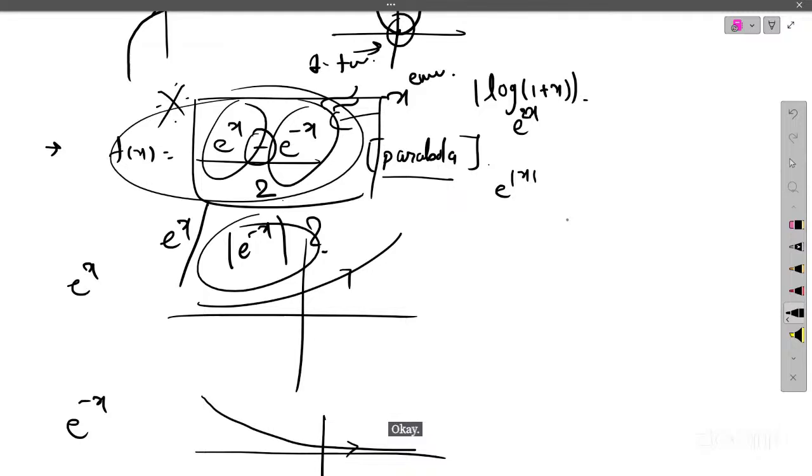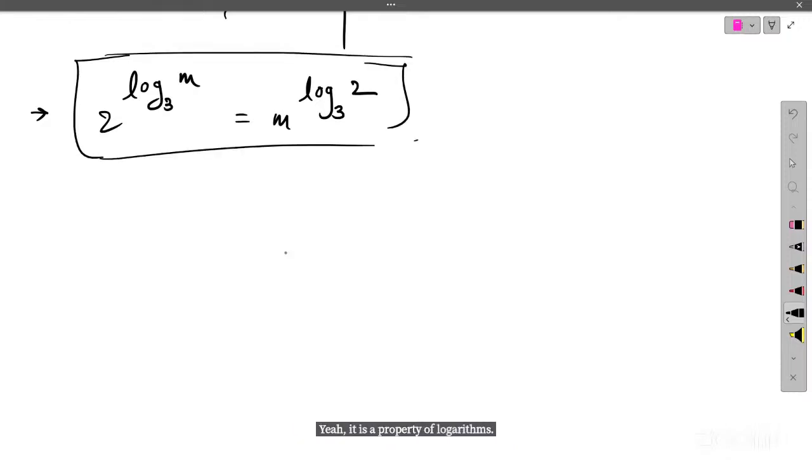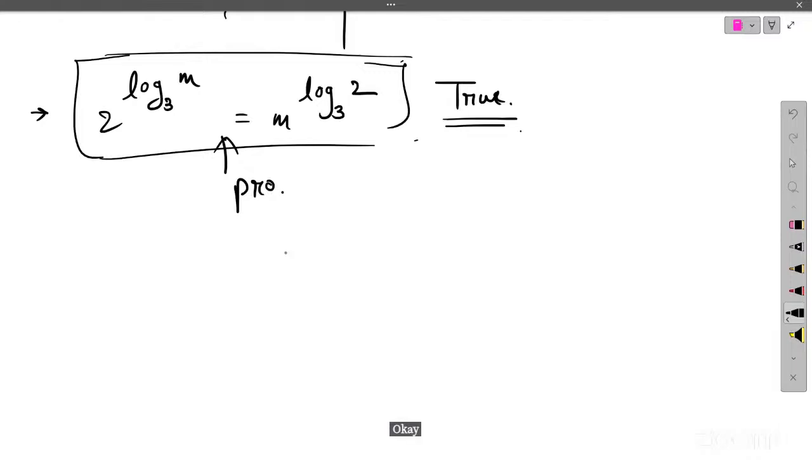Okay, ma'am, one more question. Is 2 to the power log base 3 of m equal to m to the power log base 3 of 2? Is this provable? It was in the last paper. Yes, it is a property of logarithm. You can prove it. I haven't discussed the proof, but I don't require a proof. Is it true? Then I will use it. Yeah, it is true.